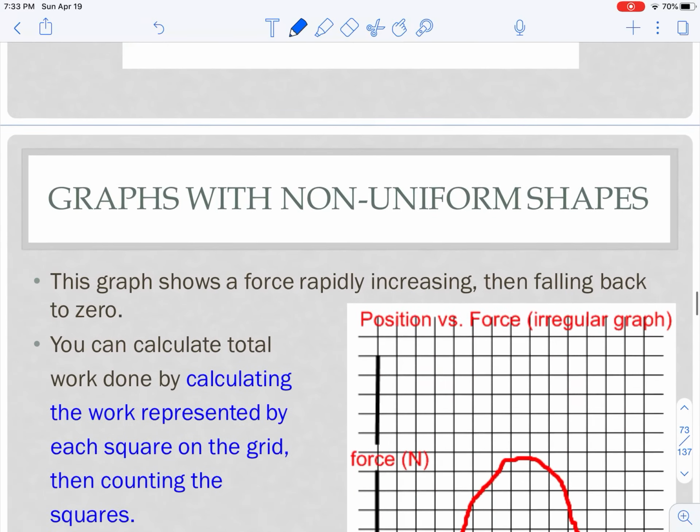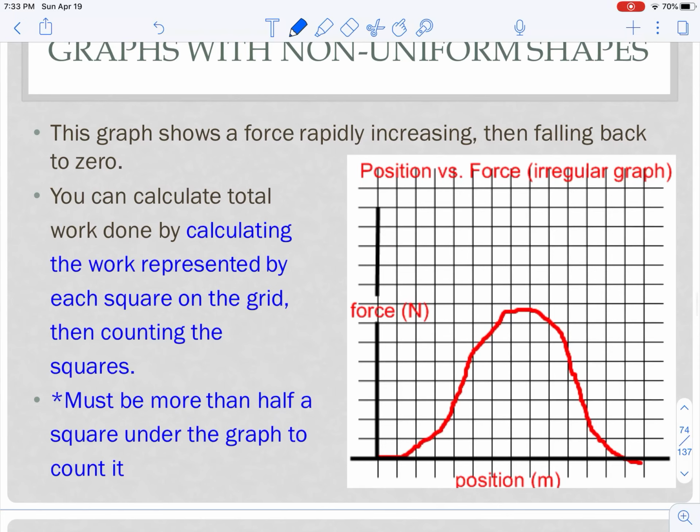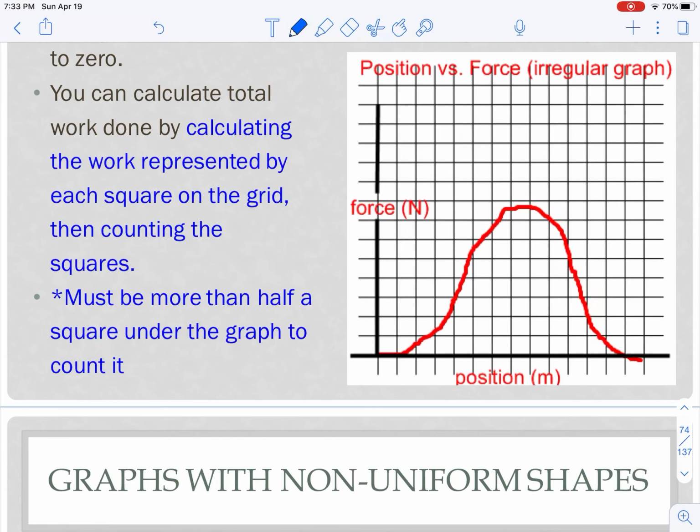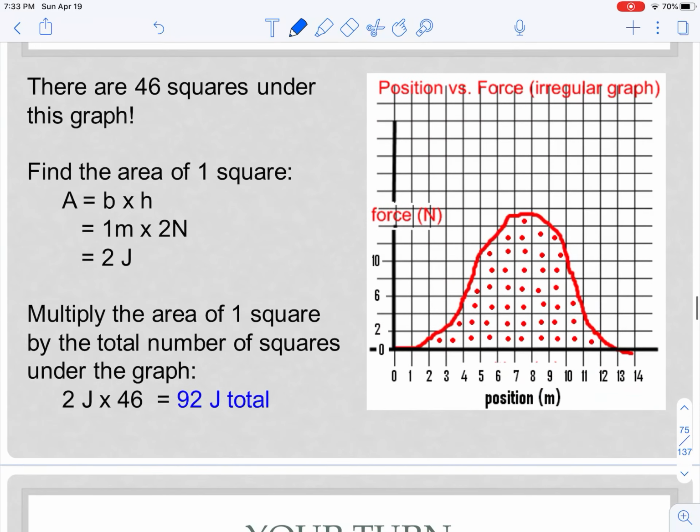This kind of a graph would be a lot more tricky to do because it doesn't have straight lines. So what we can do if the shape is not uniform is we can actually count how much one little spot is on the graph. So we see that this one is 2 newtons going up and 1 meter going across. So we can see that for every little box, that will equal 1 times 2, which is 2 joules for every box. Then we count how many boxes are under the line, because remember, under the line is the amount of work that was done.